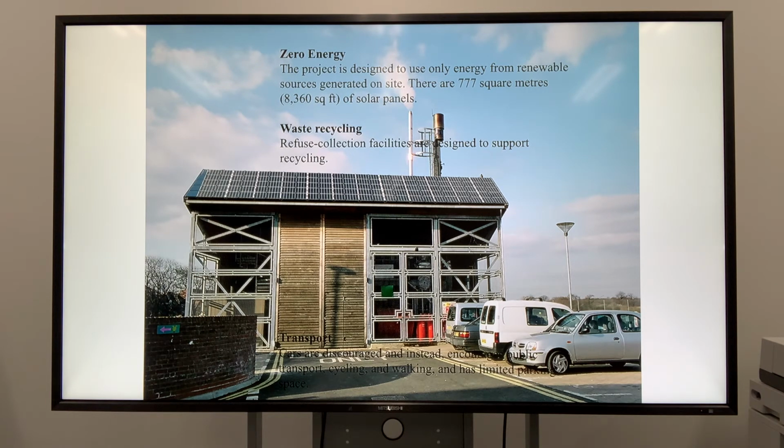And in terms of transportation for the community who are living here, using cars is discouraged, and instead they are encouraged to use public transportation or cycling and walking, which is about the self-propelled transportation system that I mentioned before. It has limited parking space, and therefore if you own a car you may not find a space to actually do the parking.